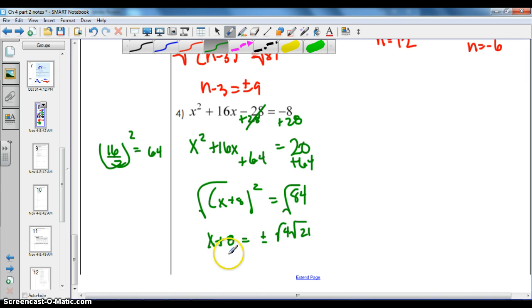So this is another one where you can split it up, or you could just subtract the 8 and have x equals negative 8 plus or minus, and then our simplified radical, 2 square root 21. Or if you have them written separate, negative 8 plus 2 square root 21, or negative 8 minus 2 square root 21. All right, and that's it.